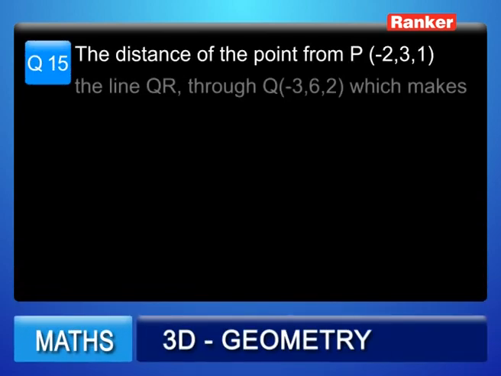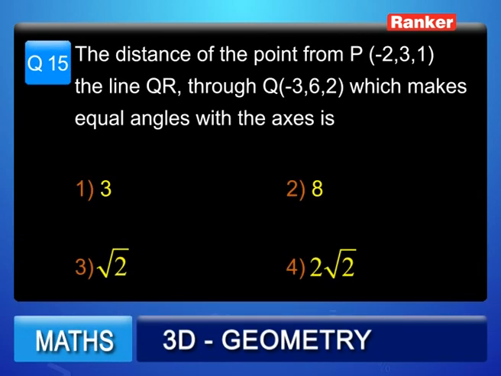Let's move to question number 15. The distance of the point P from the line QR through Q with the coordinates -3, 6, 2, which makes equal angles with the axes, is: first option 3, second option 8, third option √2, and fourth option 2√2.